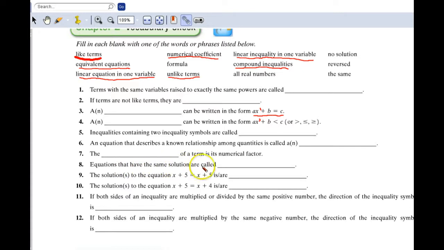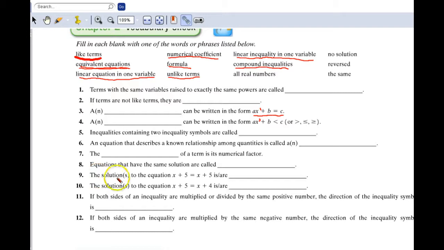Equations that have the same solution are called, and I see I have to do a little adjustment here. This one, equations that have the same solution are called, this one is equivalent equations. And this one up here, an equation that describes a known relationship among quantities, I believe that is a formula. Okay. So again, use pencil if you're writing these out so that you get a little bit of practice, and keep in mind, you've got to match them up.